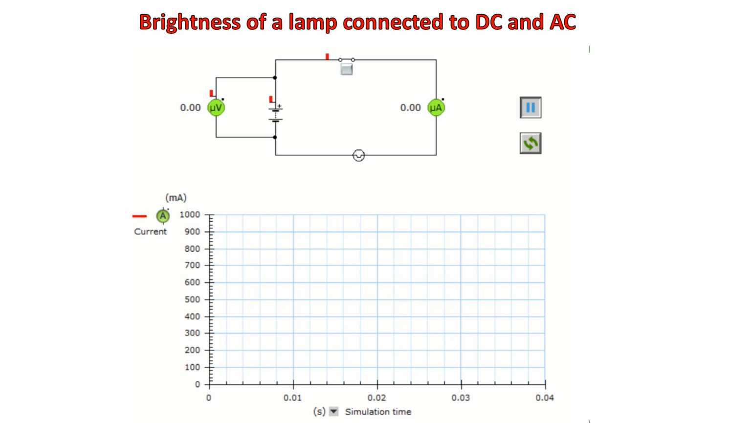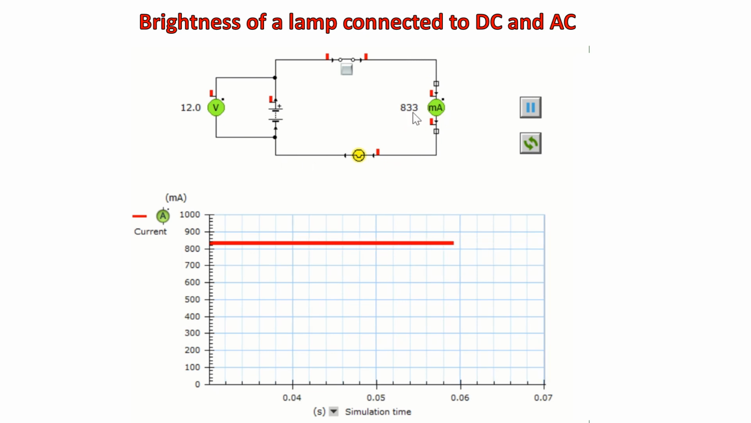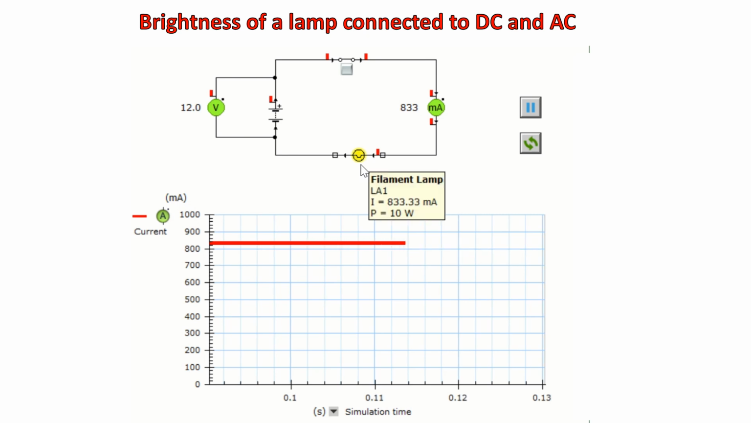This Crocodile simulation shows the brightness of the lamp when connected to a DC and to an AC source. In this experiment, the lamp is connected to a DC source. Let's start the simulation. This simulation shows that the current has one direction, which is clockwise, and the current has a constant value which equals 833 milliamperes as shown in the graph below. Now observe the brightness of the lamp. The brightness of the lamp is constant.